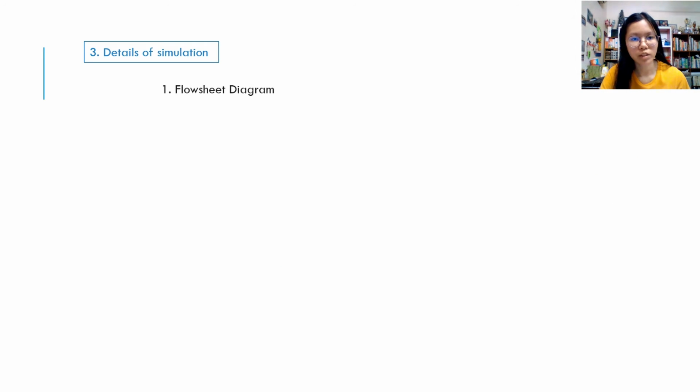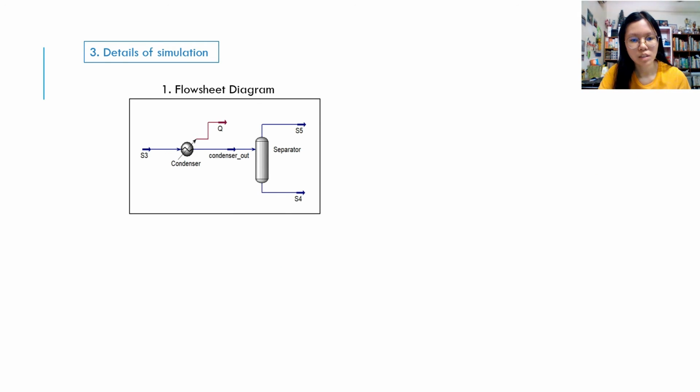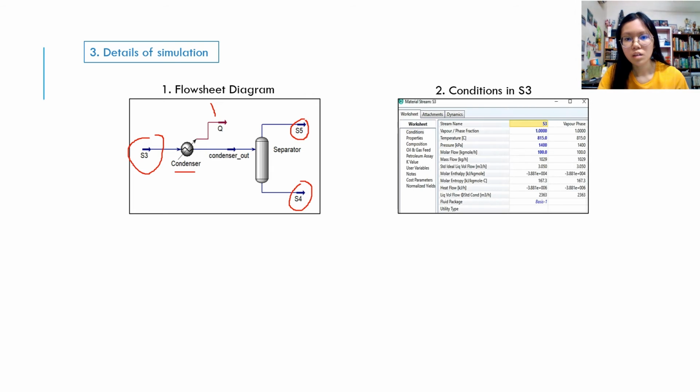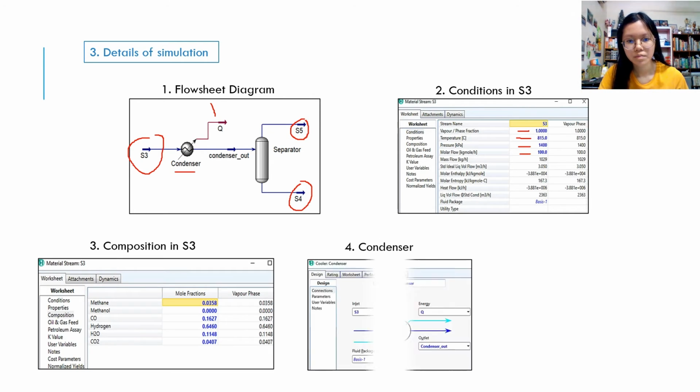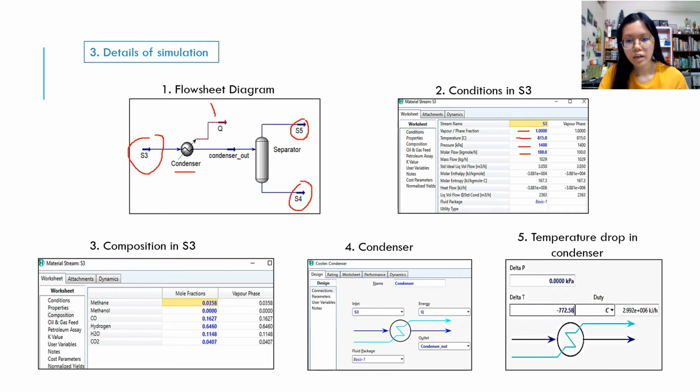Here are the details of the simulation process. First, the flow sheet diagram: we can see that there's a stream 3 here, and with a condenser, this is the energy stream, and the stream exiting the condenser is separated into two streams, stream 5 and stream 4. Here's the condition in S3. Then the composition in stream 3, the condenser, and the temperature drop in the condenser, the delta T.